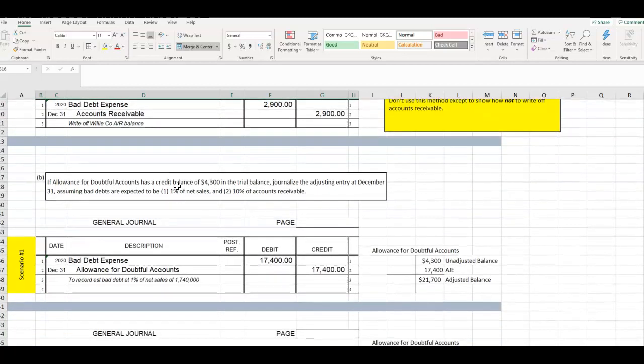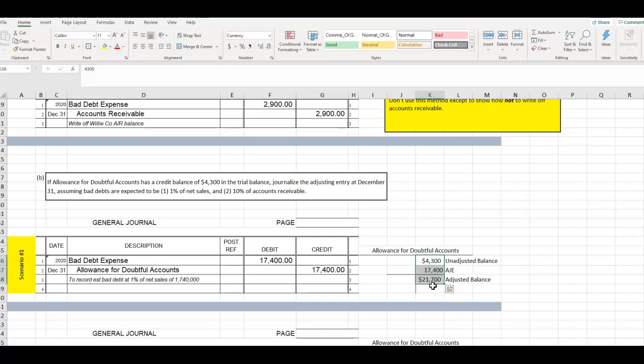If the allowance for doubtful accounts has a credit balance of $4,300, here we are. We already have the little T account over here, and we want to journalize the adjusting entry on December 31st, assuming bad debts are expected to be 1% of sales. Now, in this case, we're not using the percentage of receivables. We're using the percentage of sales. And when we do percent of sales, what we calculate is the actual amount of the adjustment. So 1% of net sales, $1,740,000 times 0.01 gives me $17,400. So that's my adjustment.